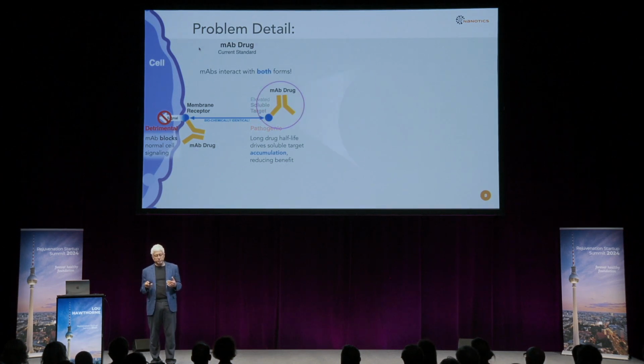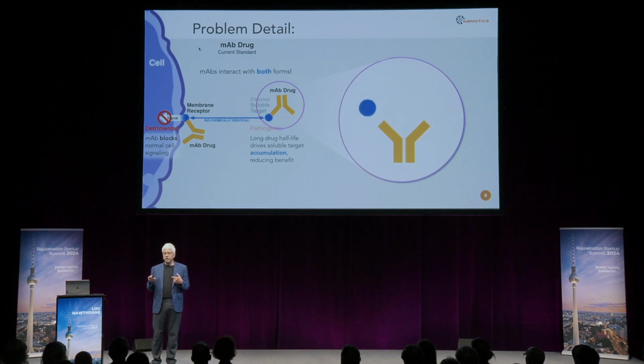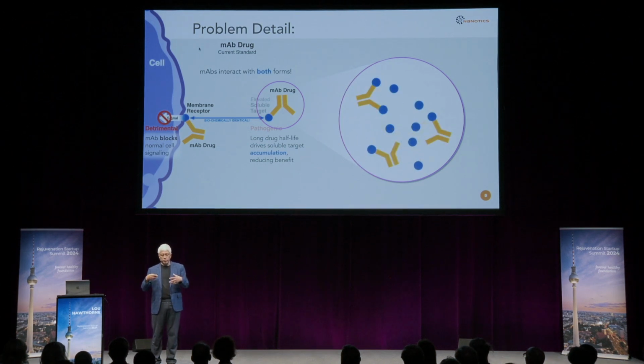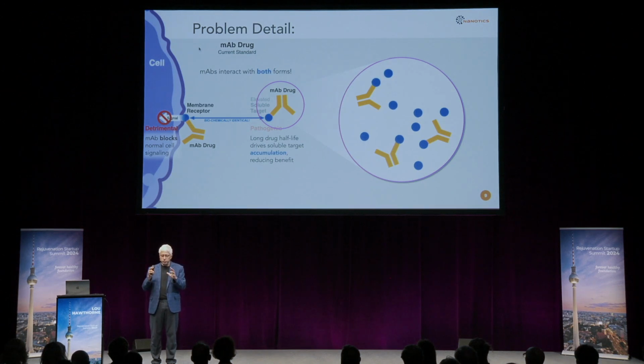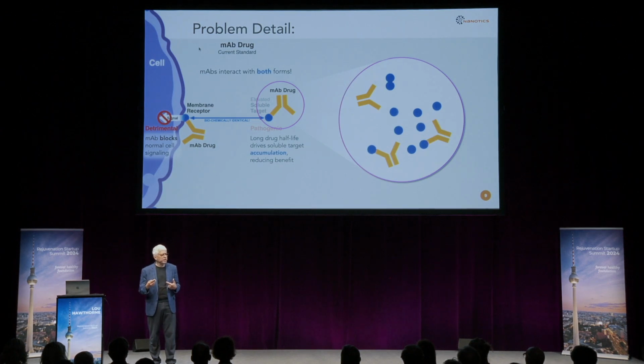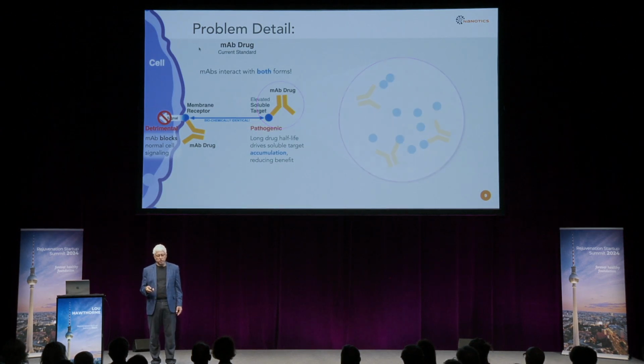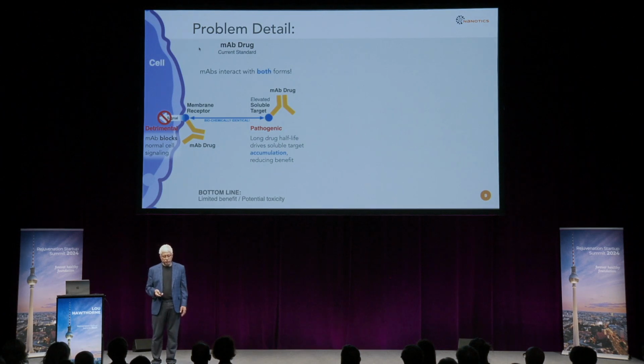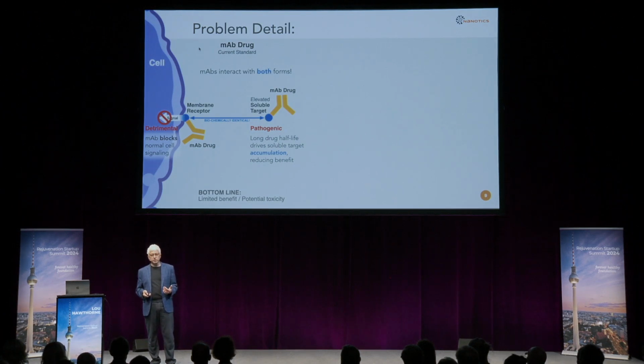And even the pathogenic soluble target binding isn't perfect either, because long drug half-life drives soluble target accumulation, reducing benefit. And here's the mechanism involved there. So antibody binding to a target is not permanent. There's an off rate and an on rate. The target's bouncing on and off the antibody. When you have a long circulating antibody, you end up with a lot of antibody with target bouncing on and off. And if you think about it, a certain reservoir of that target is off the antibody at any time and is bioactive. So you haven't really neutralized the target with an antibody drug. You've stabilized it and built a reservoir of it. Bottom line, this drug class has limited benefit and potential toxicity.